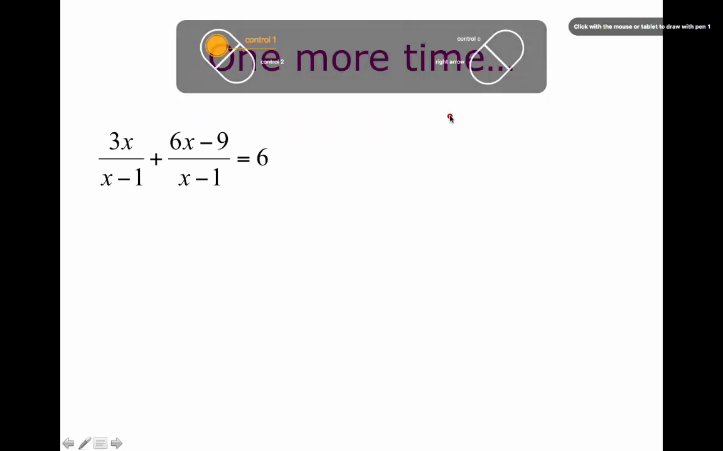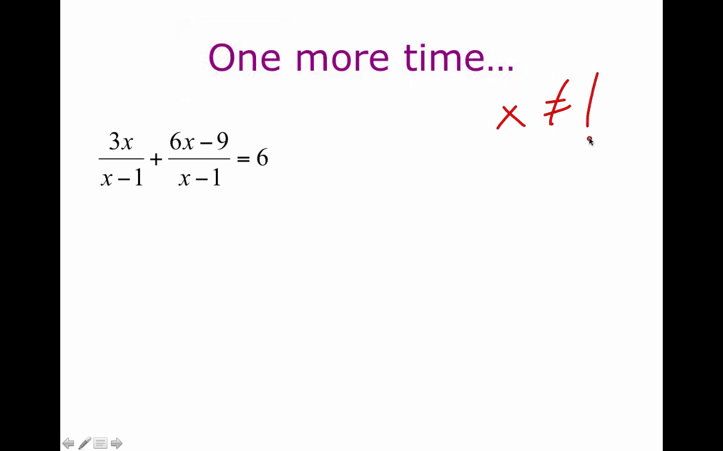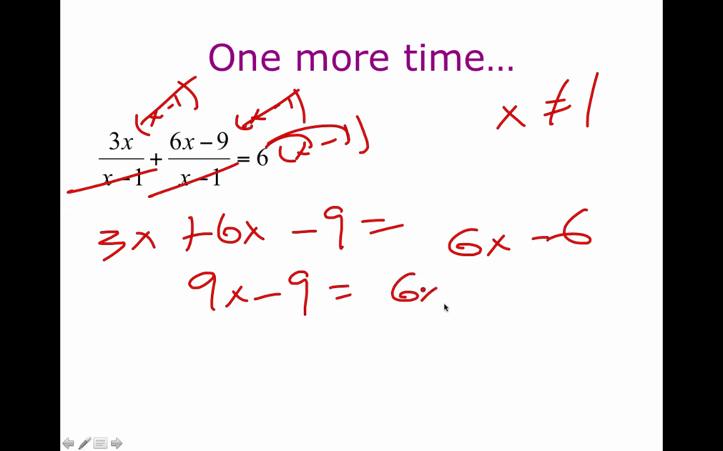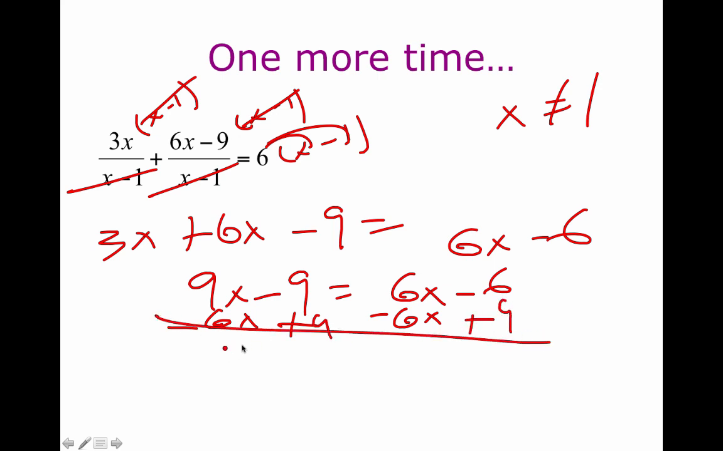x cannot be equal to 1. I'm going to multiply everything by x minus 1, x minus 1, x minus 1. Those go. 3x plus 6x minus 9 equals 6x minus 6. 9x minus 9 equals 6x minus 6. Minus 6x, minus 6x, plus 9, plus 9. 3x is 3, x is 1.